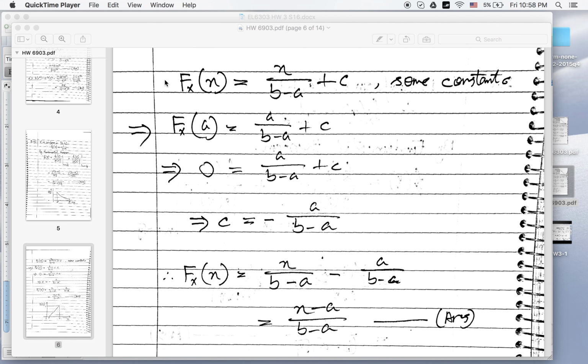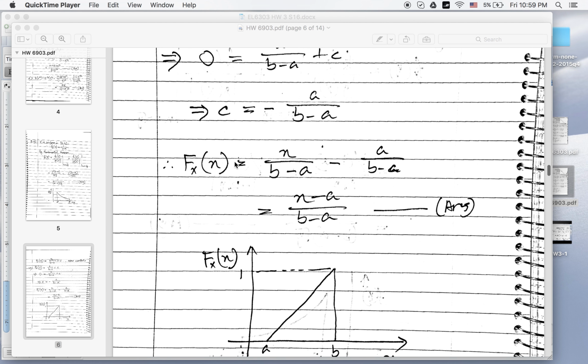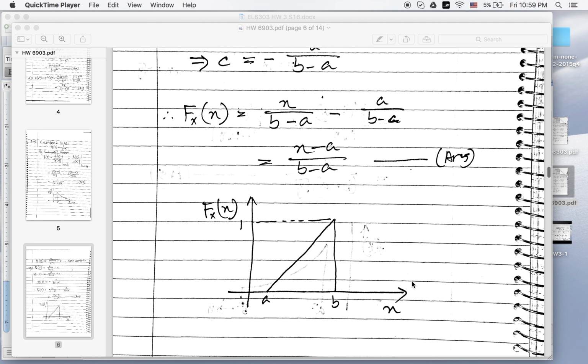Now for the second part, we know that the probability distribution function of x is x by b minus a plus c, where c is the intercept. We know that at point A the value of fx is 0. So we put these values and find the constant c to be minus a by b minus a. So we get fx equals x minus a by b minus a. This is the expression for the probability distribution function of x, and this is its figure. Fx starts from a and ends at b, where it reaches its probability value of 1, and it's a straight line with slope 1 by b minus a.